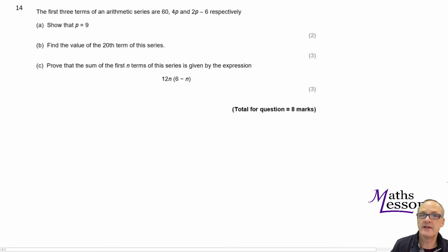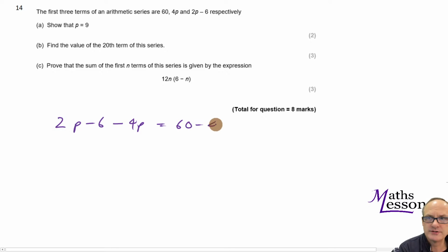Right, hopefully that wasn't too tricky in the 5 minutes, but let's go through it just in case it was. So you've got the first three terms of an arithmetic series: 4p, 2p minus 6, and 60 minus 4p. Then 4p minus 60 must be equal to 2p minus 6. Take those away. So we've got 2p minus 6 minus 4p must be equal to 60 minus 4p.